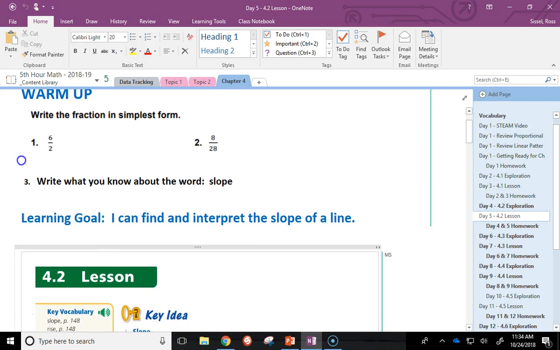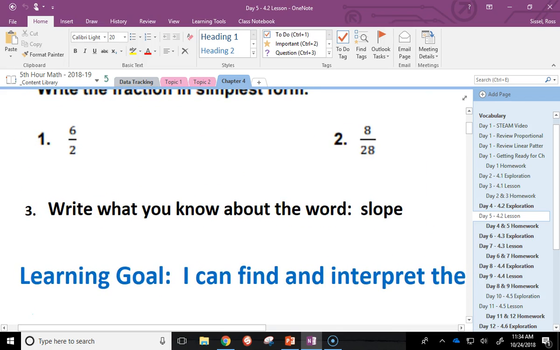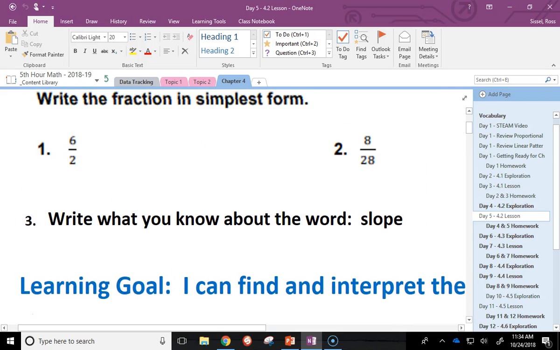So, warm up. First thing, this is kind of a review, something we should know how to do, but how can we simplify 6 halves, 6 over 2? Well, we can see that 6 halves is an improper fraction, so I have to decide, do I want to simplify it to just an improper fraction? Do I want to make it a mixed number? Or what? So we're going to look at it. What do you think we could do first?